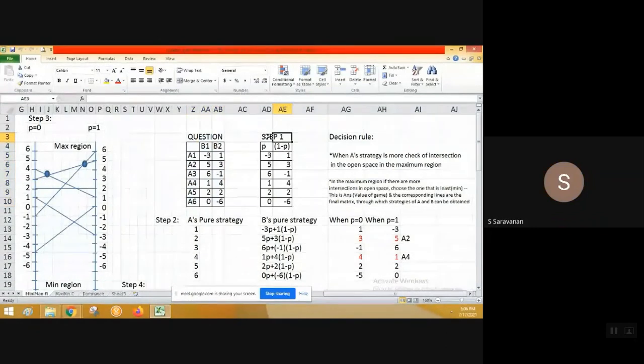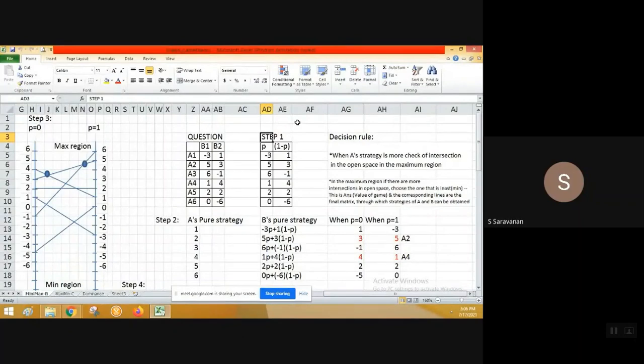Step 1 is to check which player has fewer strategies, whether A is less or B is less. Here B is less. So name it as P and 1 minus P, instead of B1 and B2. If A is lesser, A will get the 2 strategies, and we can discuss that problem later. In this problem, B has the least number of strategies.